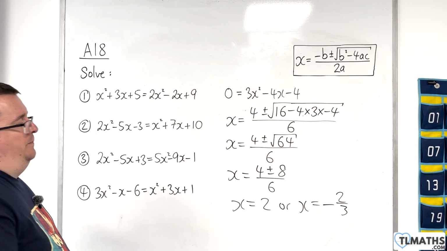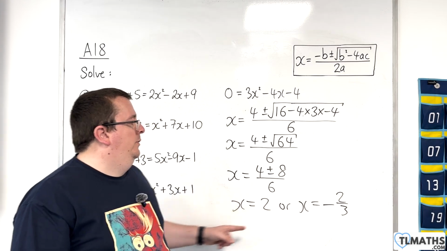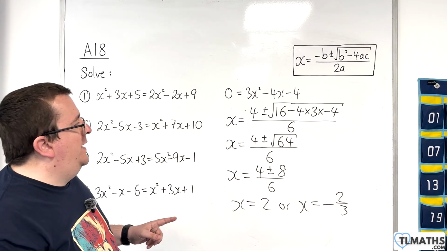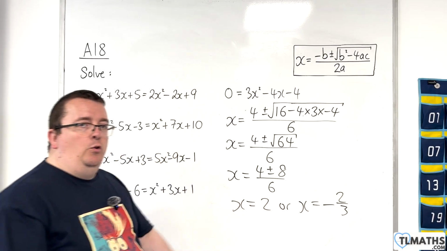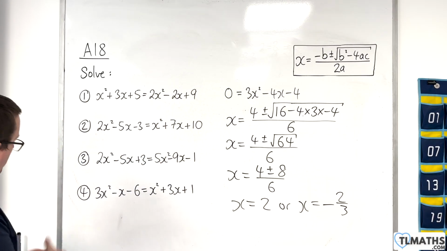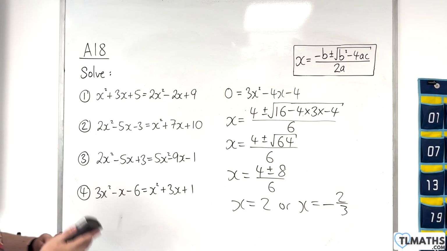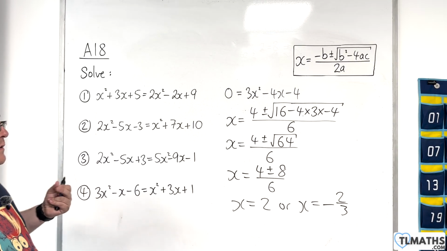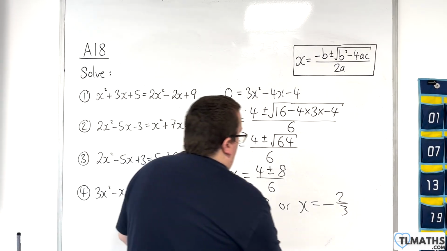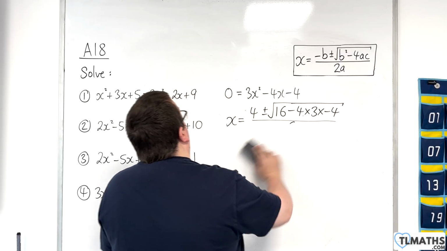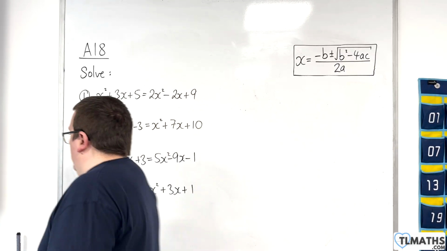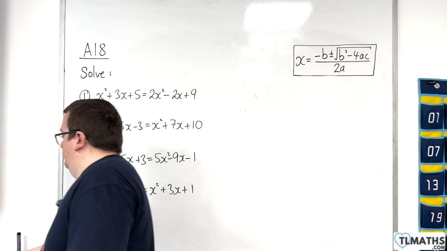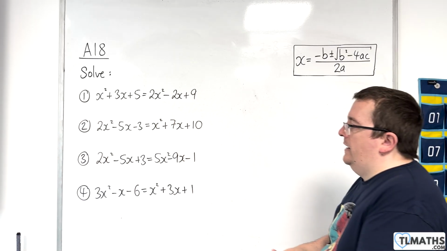Okay, so it would have factorised. It would have factorised to 3x plus 2 times x take away 2. So if you spot the factorising, fantastic, well done. Complete the square would have worked. Well, it works with all quadratics, and the quadratic formula otherwise. Right. Let's take a look at number 4.